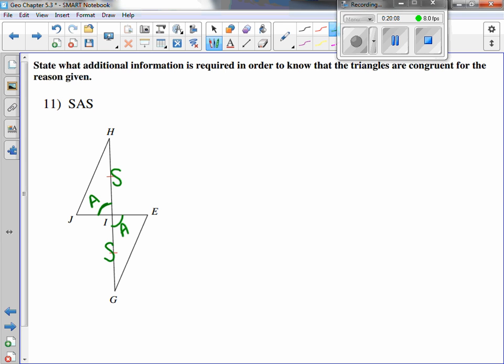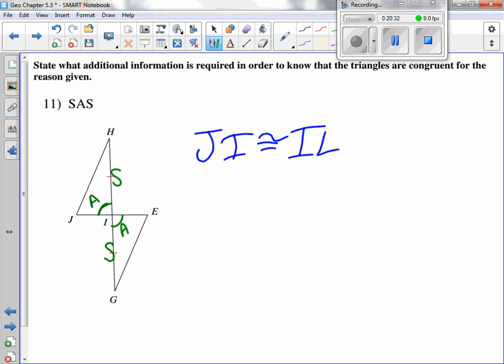Does it matter which ones I choose? Could I use EG or HJ? I need to know that JI is congruent to IE. Because if these two are congruent, then I have side angle side and side angle side. So to finish this off, I need that these two sides are congruent.